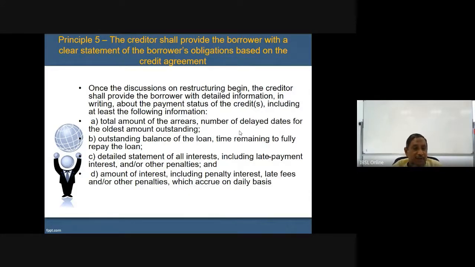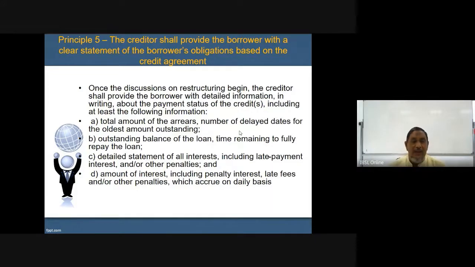Total amount of the arrears, number of delayed days for the oldest amount outstanding. What is the amount of arrears? How many installments are in arrears? What is the oldest item outstanding? Outstanding balance of the loan, time remaining to fully repay the loan. What is the outstanding balance of the loan? And how many installments are to be made in the future?